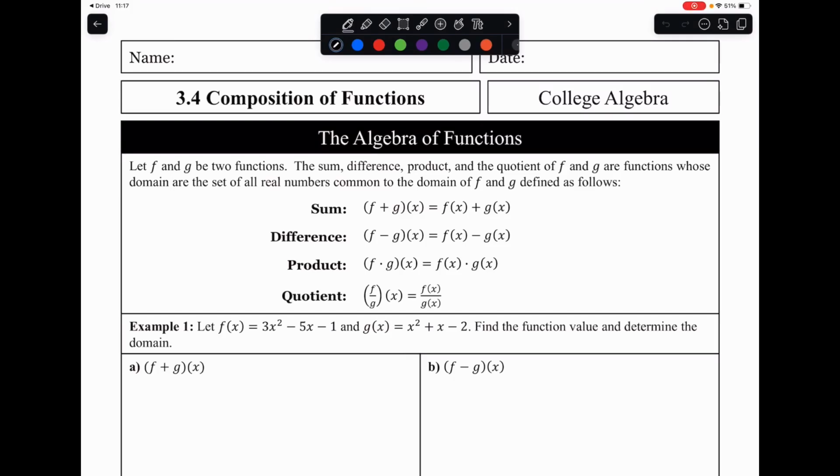Hello class, and thank you for watching the first part on section 3.4, composition of functions. In this section, we're going to go over how to create a new function by using function operations.